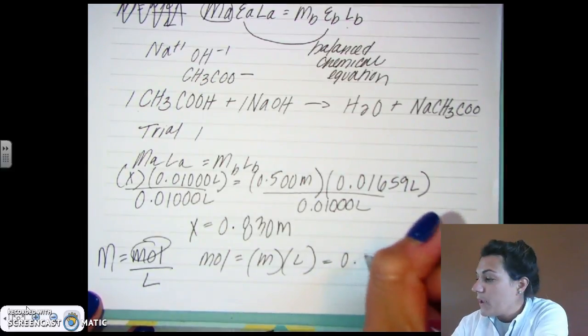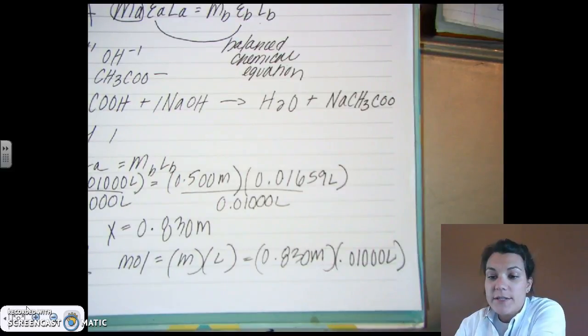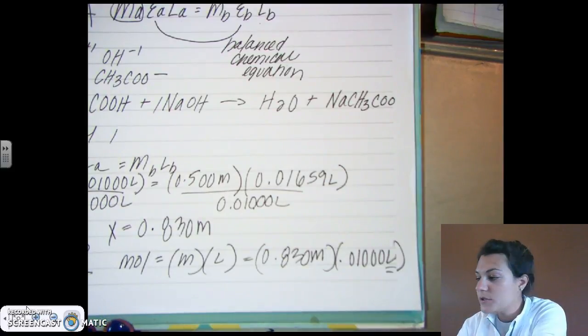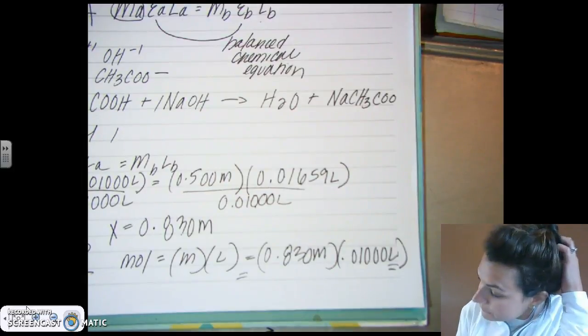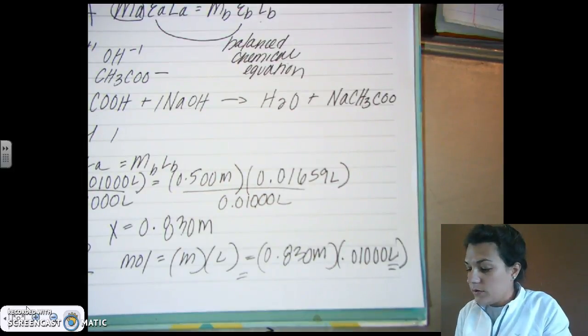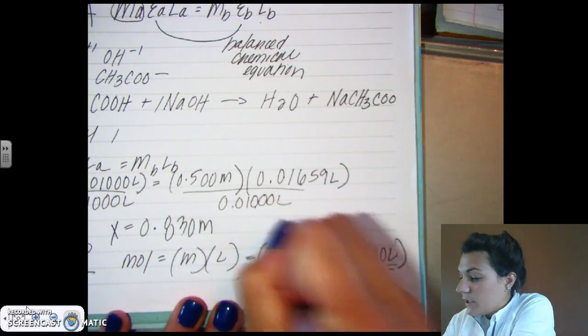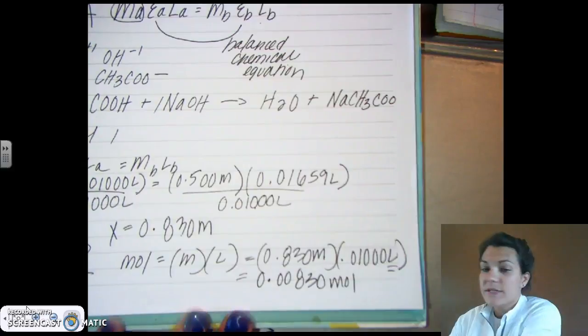So 0.830 molar times the volume that I used, which was 0.01000 liters. And it's nice here because I'm already in liters. You need to make sure that if this was in milliliters, it would have needed to be converted, because liters is used for molarity. So moles here, if I plug this into my calculator, 0.830 times 0.01, will be 0.00830 moles of acetic acid, okay?